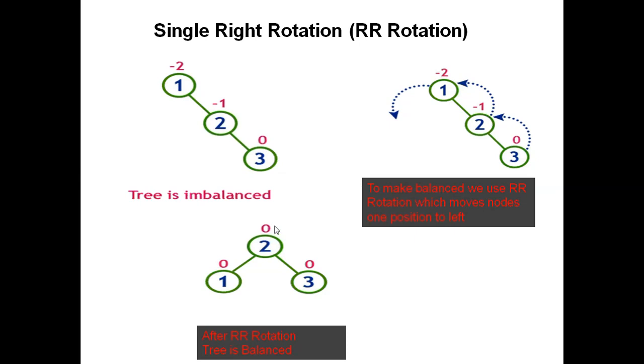Now again calculate the balance factor. We have 0, 0, 0. So that is 1 minus 1, 0. No nodes, 0, 0. So this is balanced. See? This rotation is known as RR rotation. It got heavier on the right side, and the value will be negative, so we'll have to do this RR rotation.